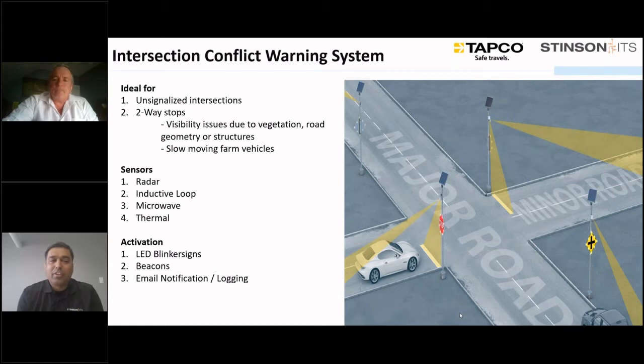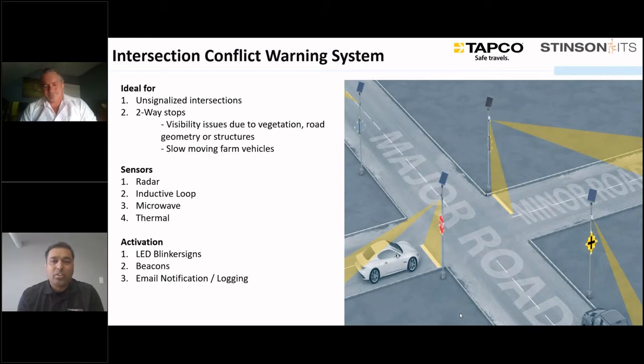Yep. So, especially when there are visibility issues due to vegetation, road geometry, or structures. It's also very useful if the intersections have specialty vehicles crossing it, such as slow-moving farm vehicles or even construction vehicles. So as mentioned by Michael in the previous slide, the most important design aspect for designing an intersection conflict warning system is to ensure that enough advance warning is given to the road users so they have time to react to the situation and will be a little bit more careful.